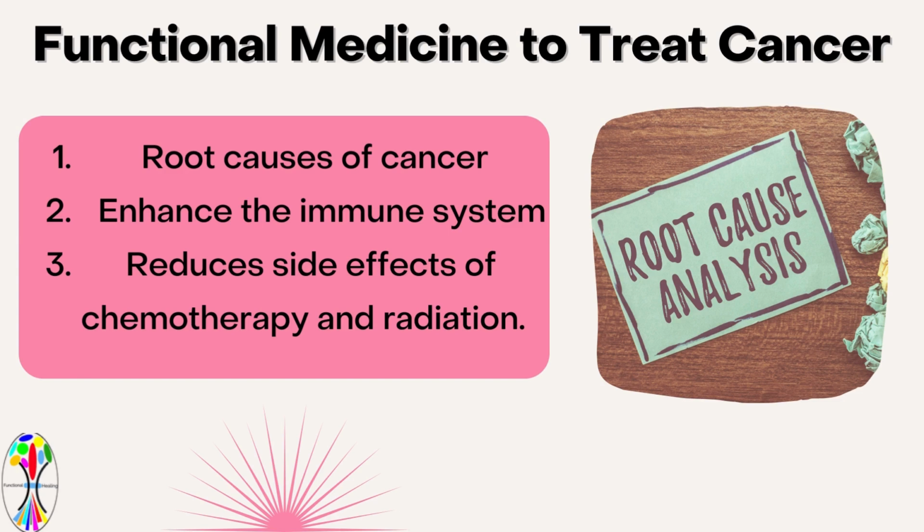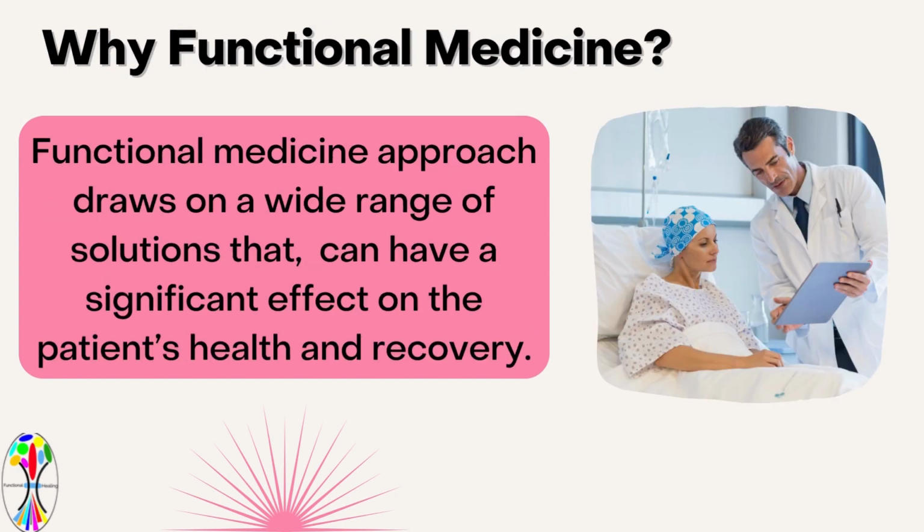The second important pillar of addressing cancer through a functional approach is the strengthening of the immune system, to allow the immune system to get rid of cells that are dysfunctional in nature. And last but not least, if a patient opts to go with chemotherapy and radiation, then it is important to reduce the damage caused by these powerful modalities used for treating cancer.